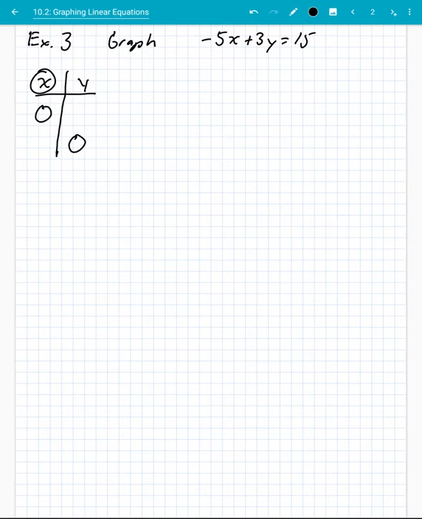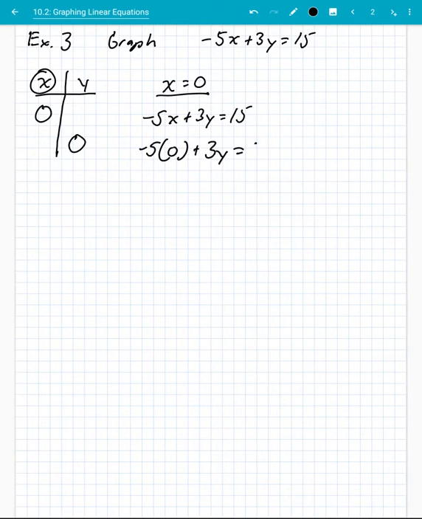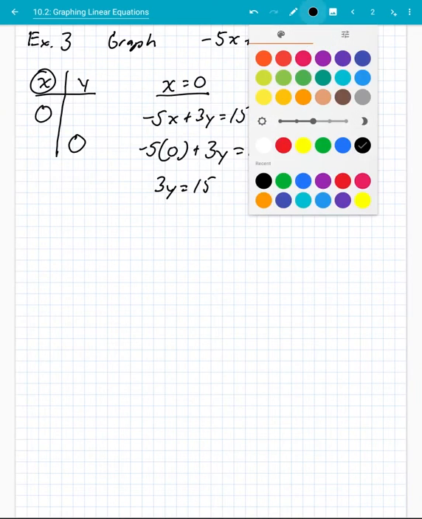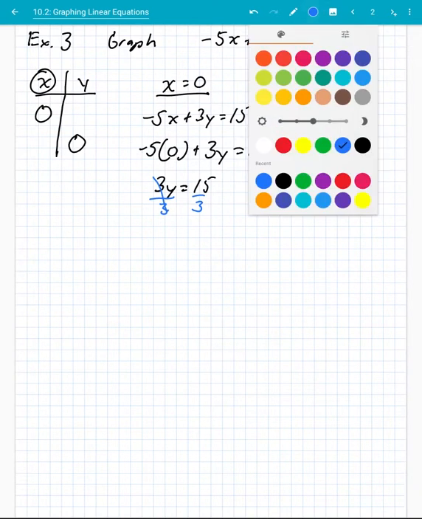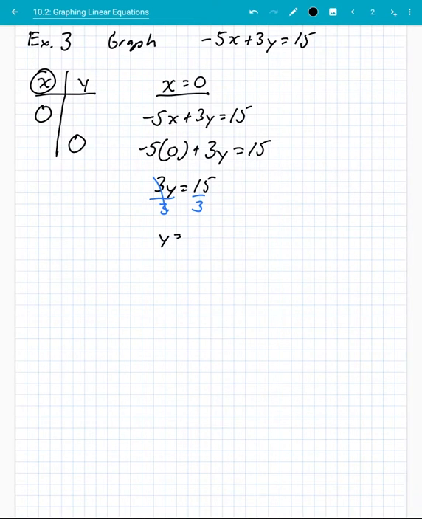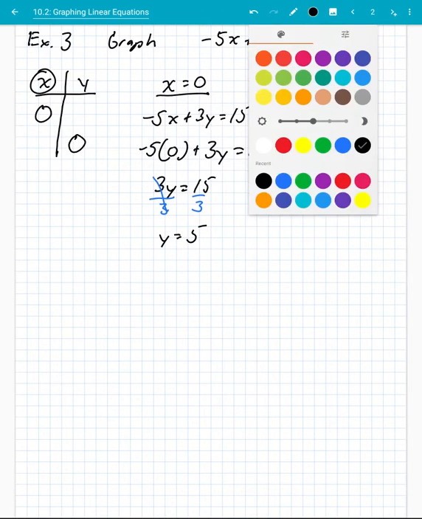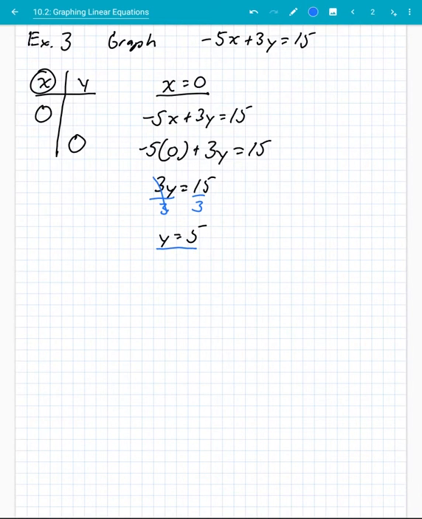If we make x equals 0, -5x plus 3y equals 15. Substitute the 0 in for the x. -5 times 0 is 0, so we don't even need that. That'd be 3y equals 15. Solve for y, you got to divide by 3 on both sides. So that would give us y equals 5. Put that point in. For this, we got 5.